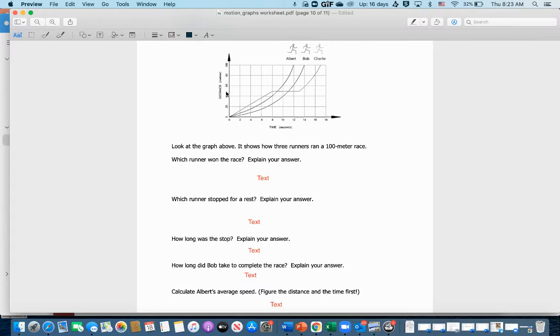I know that because this is my distance. It's in meters right here. It goes up to 100 meters. My time right here is down here. This is in seconds. It goes up to 18. So if I look at the graph, it shows 3 runners ran a 100-meter race. Which one won the race?